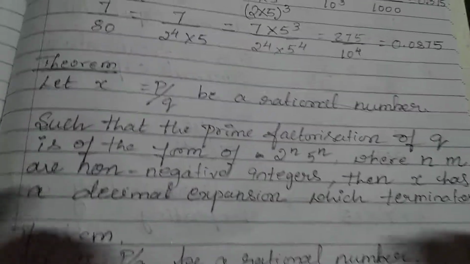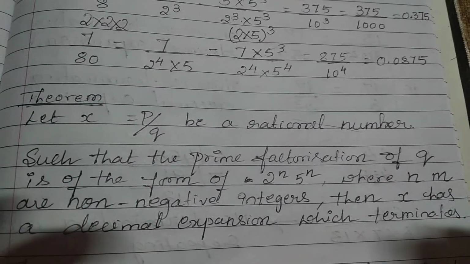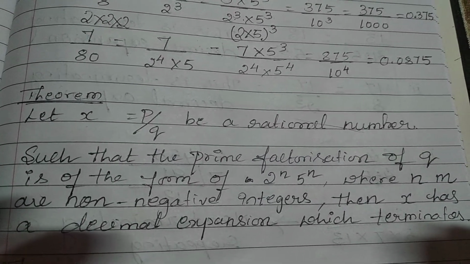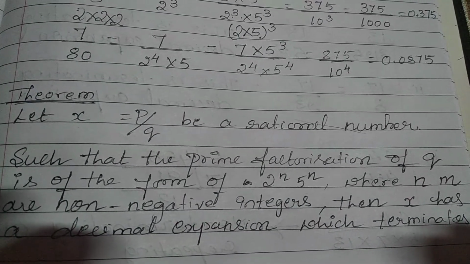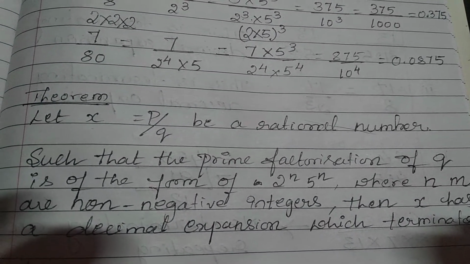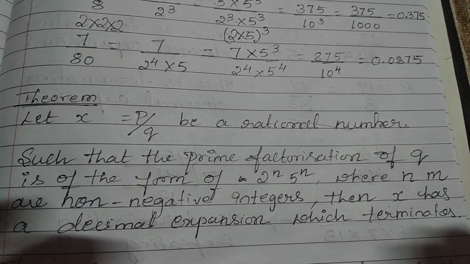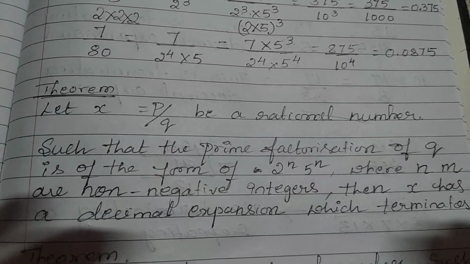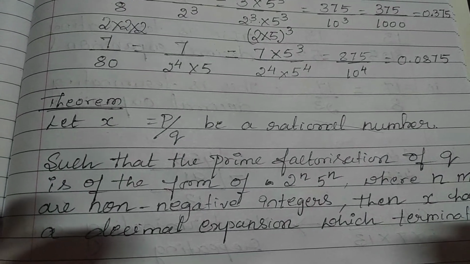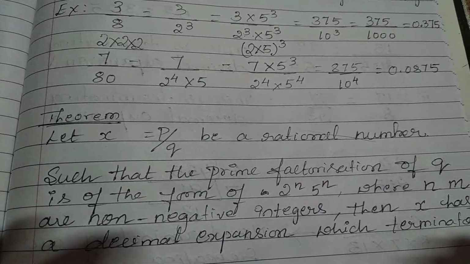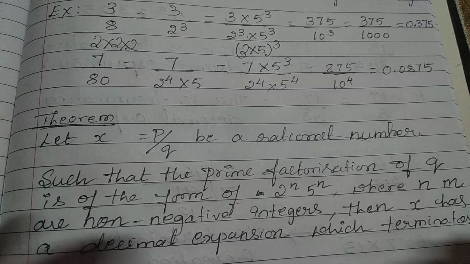Okay, next theorem, what it says: let x be p by q. It's a converse theorem. P by q, a rational number, such that the prime factorization of q is of the form 2 to the power of n, 5 to the power of m, where m and n are non-negative integers, then x has a decimal expansion which terminates. So now we have to find out whether it is terminating or non-terminating, recurring, non-recurring, all these things. So it's very difficult, no? So from this theorem, we can easily find out whether the decimal expansion is going to terminate or not.